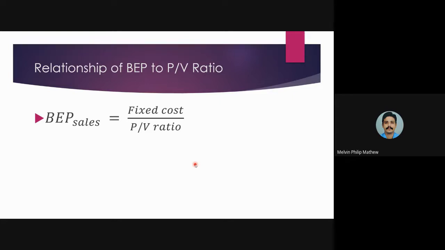Fixed cost we had already written as capital F in the previous class. Fixed cost divided by P/V ratio is the relationship between BEP and P/V ratio. So if you have the fixed cost and the P/V ratio, then you can easily find out BEP. For that purpose, we are using this equation.